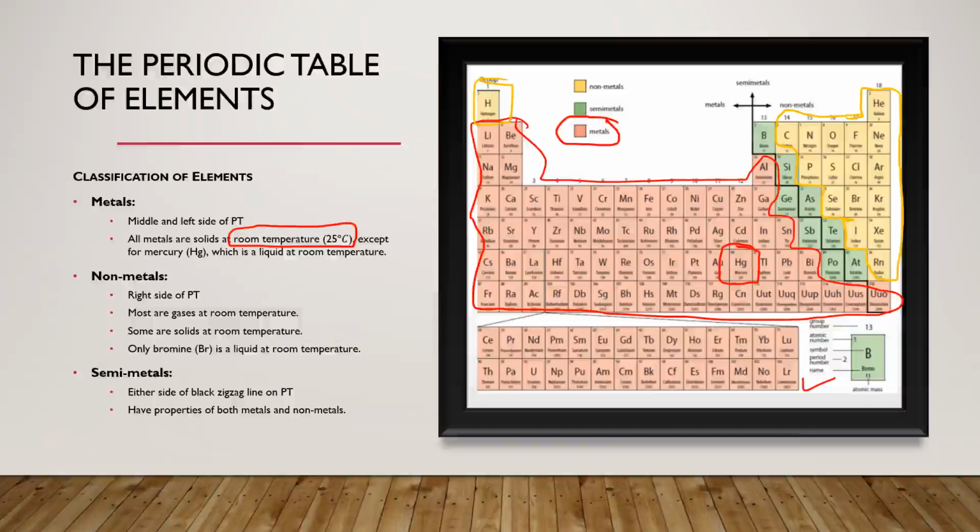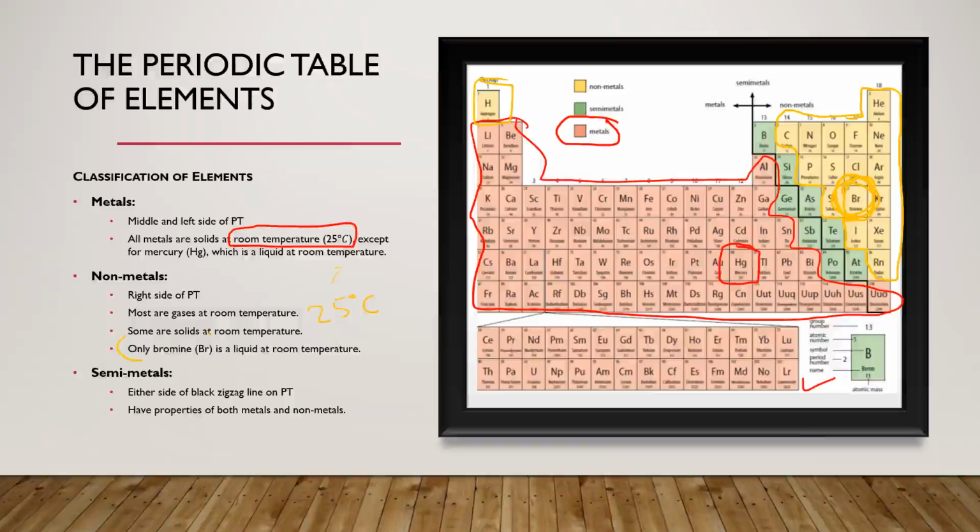Then it says most non-metals are gases at room temperature. Room temperature, remember, is 25 degrees Celsius. But some of them are solids at room temperature. In the example, it says literally only bromine, which is Br, and it is over here in the periodic table. I don't know if you can see that, but I just circled it. That's the only liquid at room temperature. Cool, that's really easy, all on the right side of the periodic table except for hydrogen.